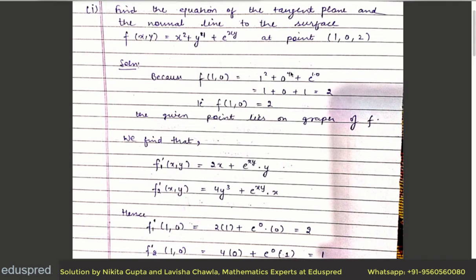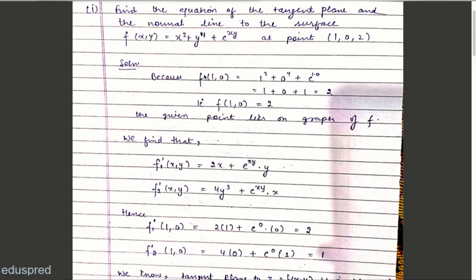Now note that when the function is evaluated at the point (1, 0), your function takes the value 1 squared plus 0 to the power 4 plus e to the power 0, which is 1. So that is 1 plus 1, which is equal to 2. So your function takes the value 2. The given point lies on the graph of the function itself.